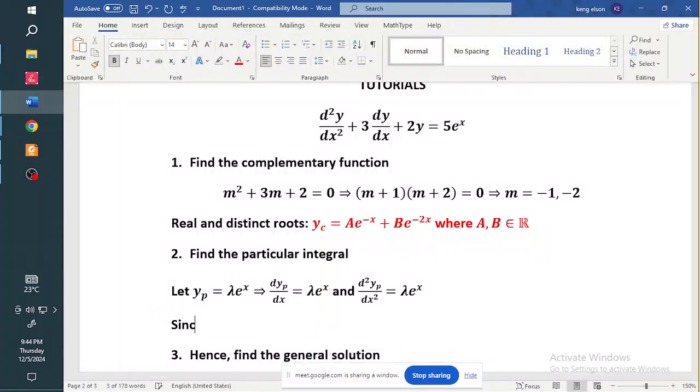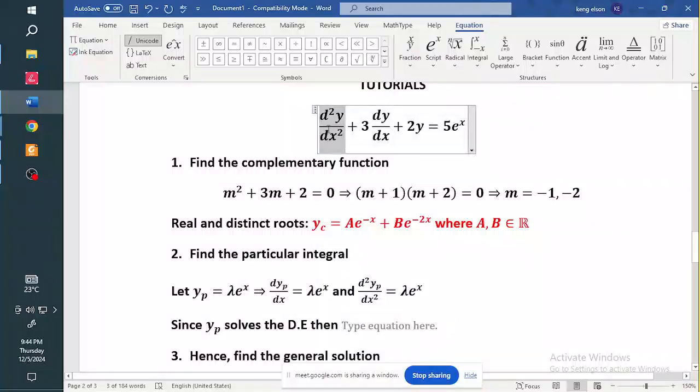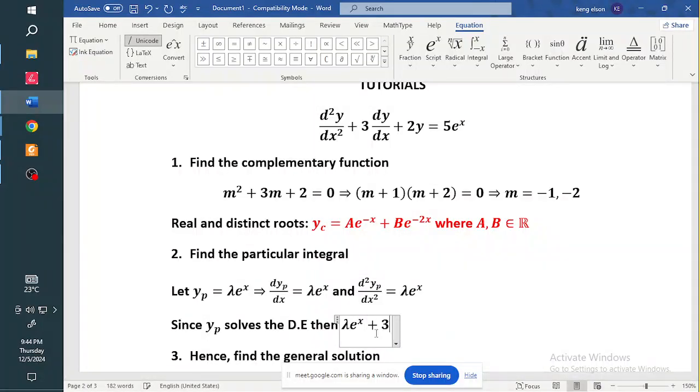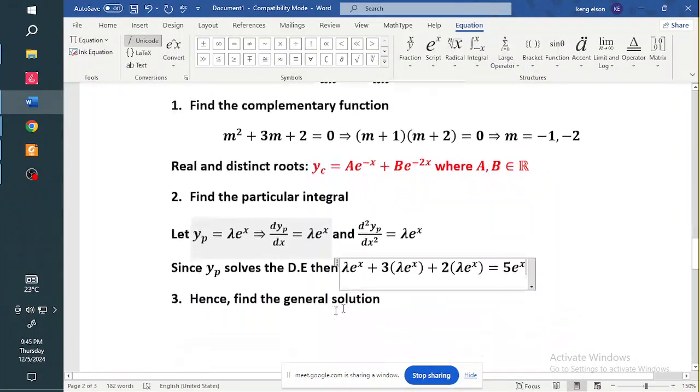So we must write, since yp solves the differential equation, that we have to replace the second derivative here, which is just lambda e to the power x, plus 3 times the first derivative, which is still lambda e to the power x, then plus 2 times the yp itself, which is still lambda e to the power x. Then we equate it to 5e raised to the power x. Now, from here we can just add like terms. Lambda plus 3 lambda is 4 lambda, plus 2 lambda is 6 lambda.